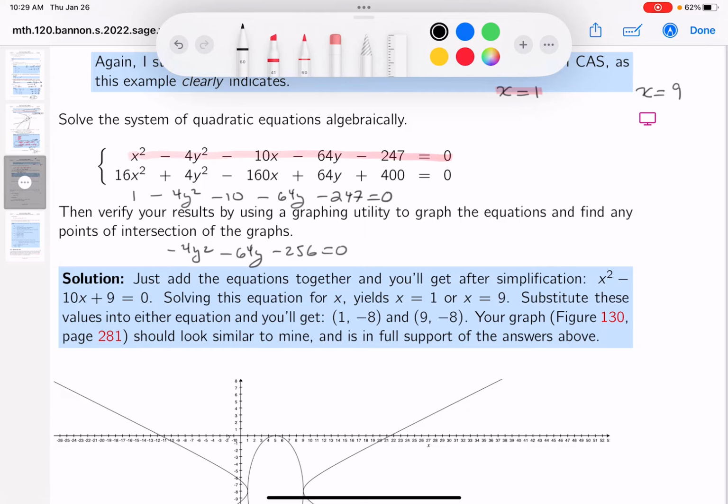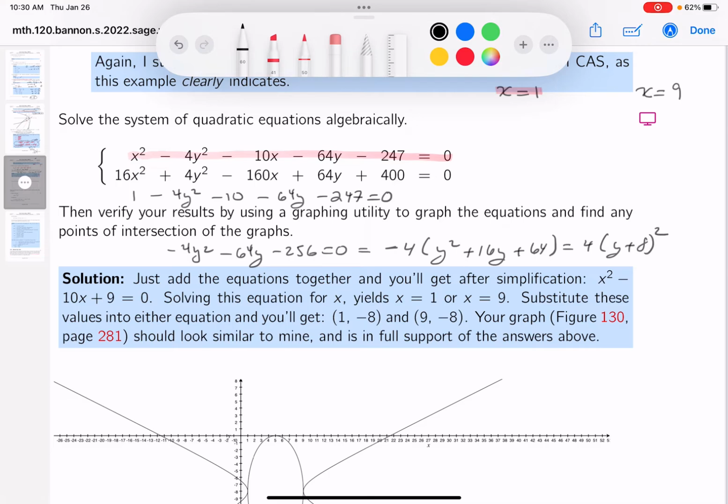equals 0. I'm going to continue to factor that by pulling out a minus 4. And you would get y squared, let's see, plus 16y, and 4 into 256 would be 64. Let me just check that. What do you get over there? Minus 4y squared, minus 64y, minus 256. And this continues to factor, by the way. y plus 8 quantity squared.